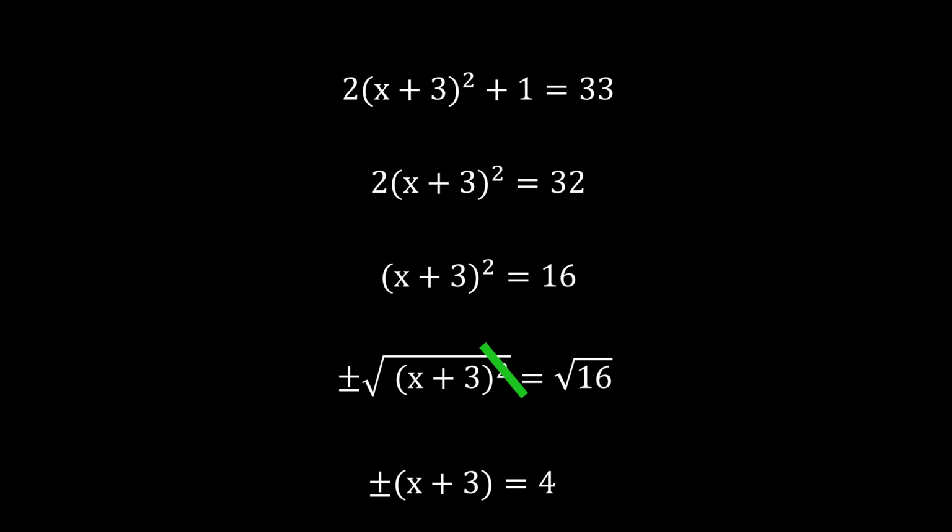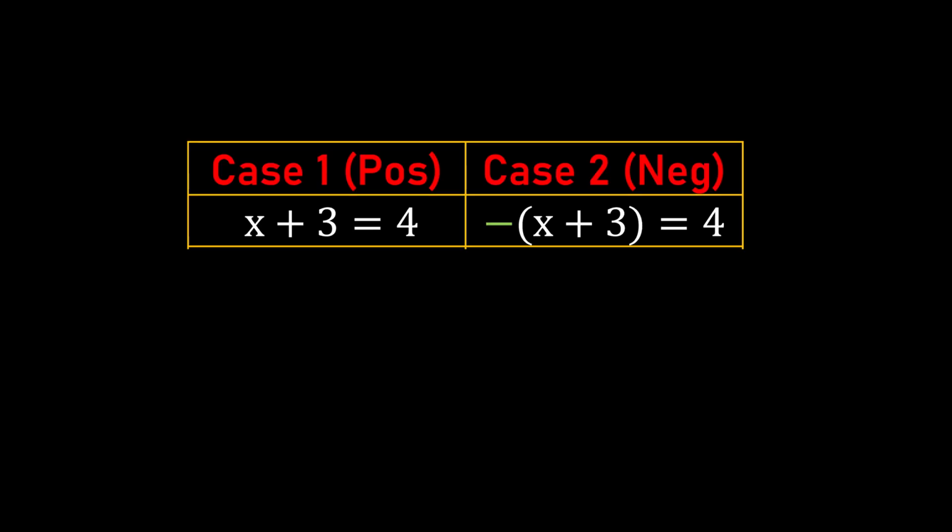For the first case, there's no extra work needed. For the second case, we take everything under the exponent, put it into parentheses, and throw a negative sign in front of it.